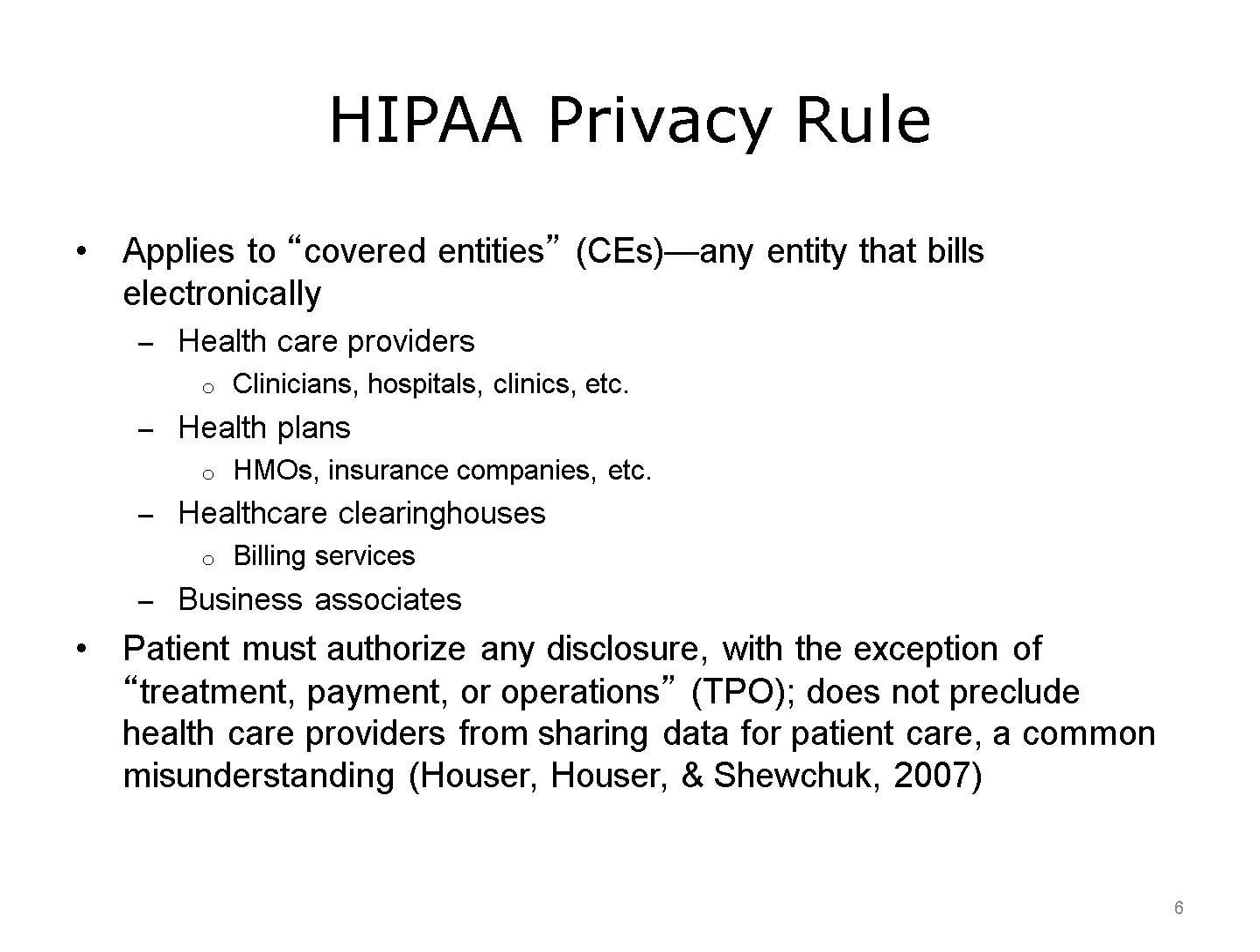One category of covered entities is healthcare providers, such as clinicians, hospitals, and clinics. Another category is health plans, such as health management organizations, or HMOs, insurance companies, and others, including business associates. This rule also applies to healthcare clearinghouses that deal with sensitive health information, usually concerning billing services.